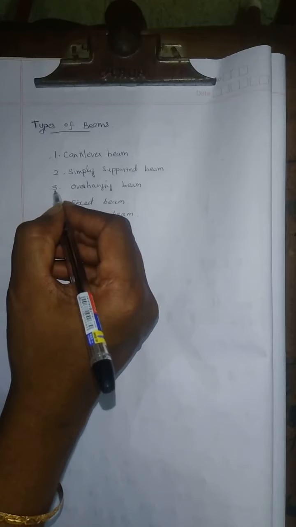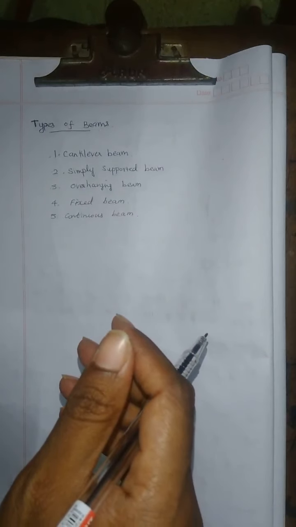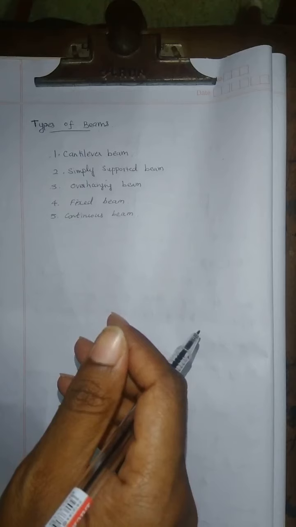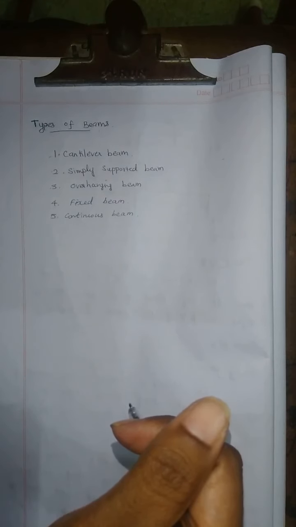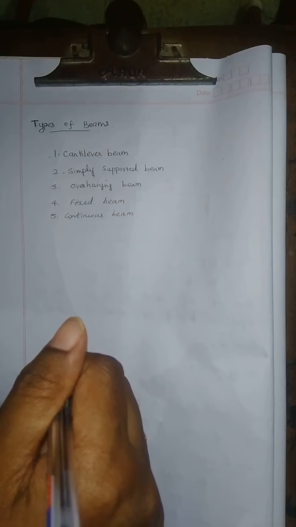Broadly, these beams can be classified into determinate beams and indeterminate beams. If the unknowns can be found out by using the equations of equilibrium, then we will call it determinate beams. If it is not possible for you to solve the values of unknowns using the equations of equilibrium, then we will call it indeterminate beams.